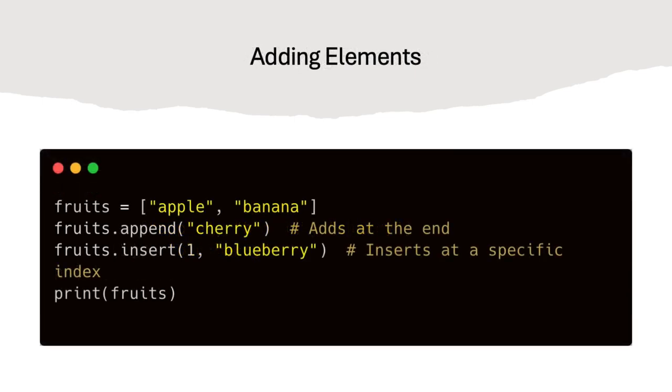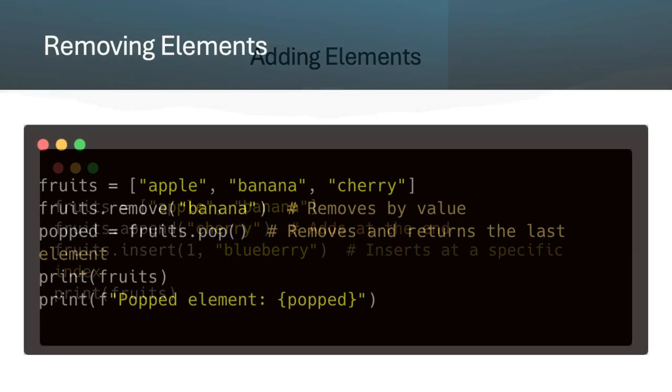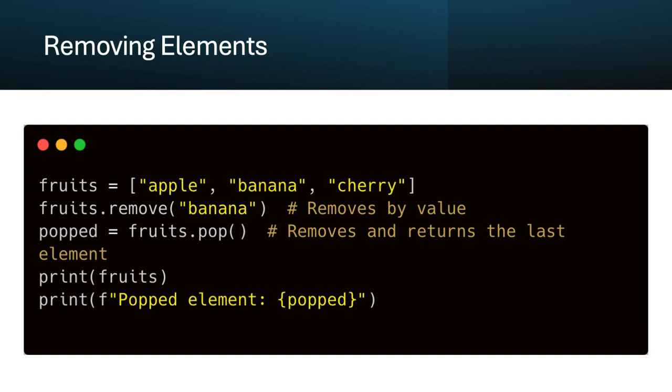Here's an example of how to add an element to a list in Python. Here's an example of how you can remove an element from a list in Python using the method that is described in the code.